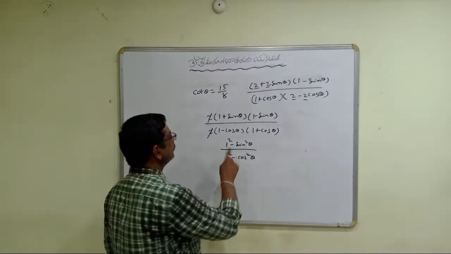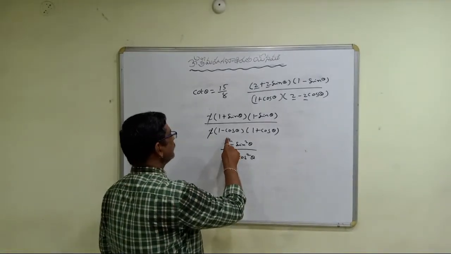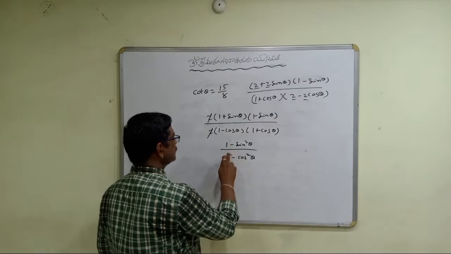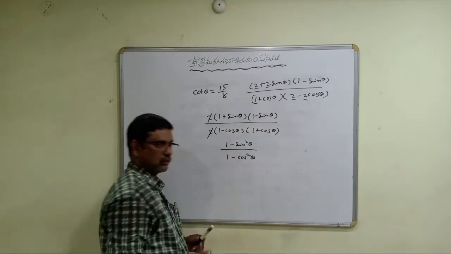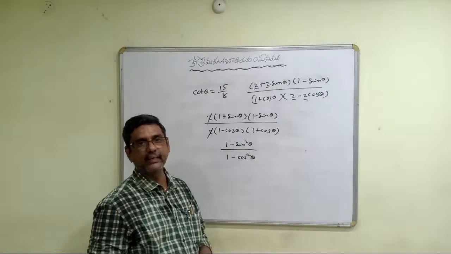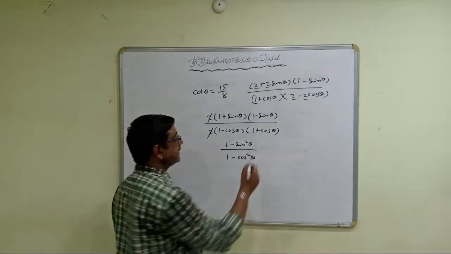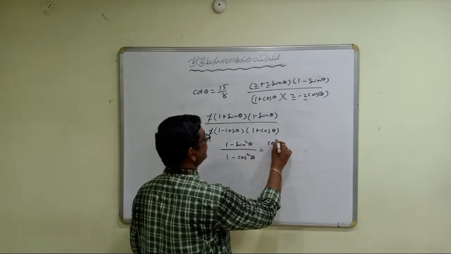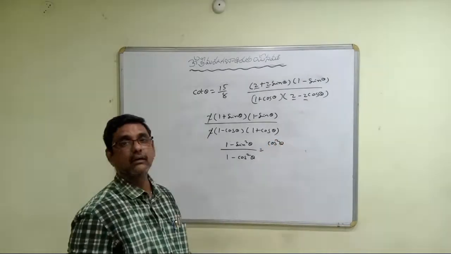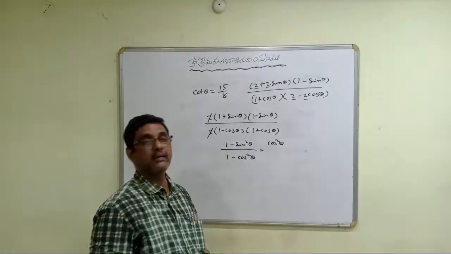So what can I do? 1 square is nothing but 1, and 1 square is nothing but 1. So 1 minus sin square theta, we can write it as cos square theta. You can ask me how, sir?